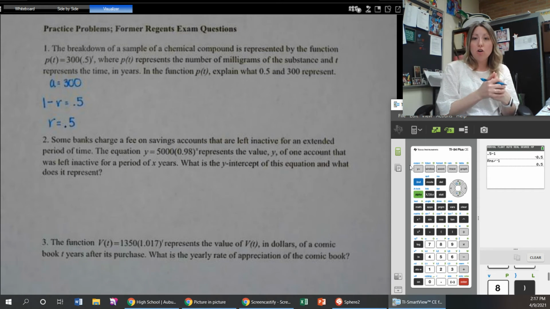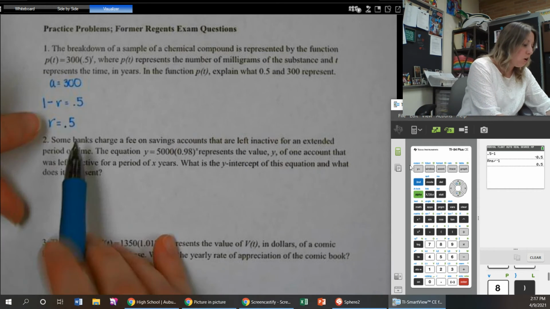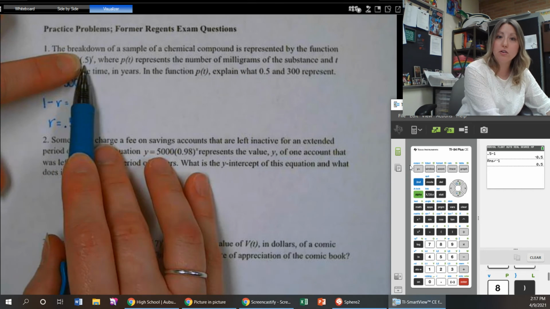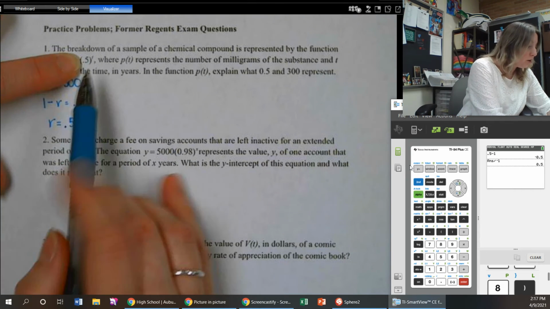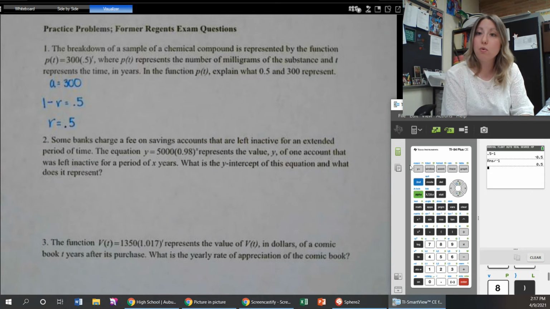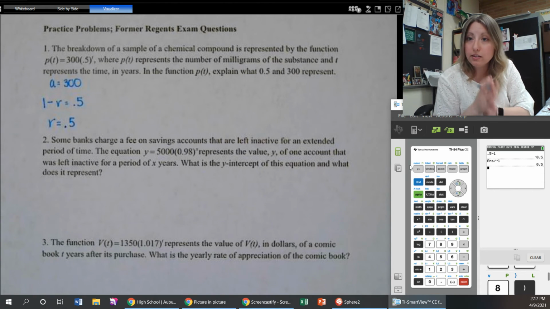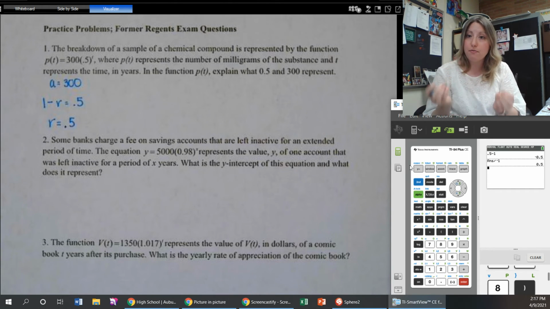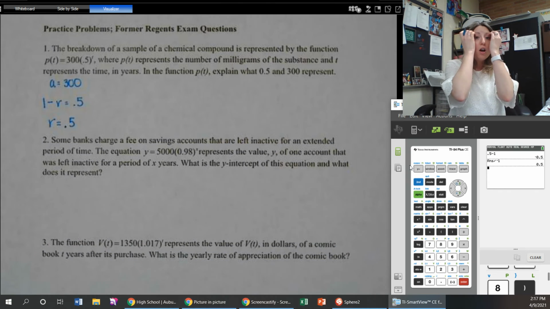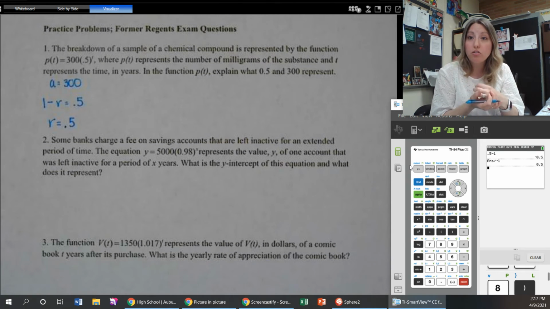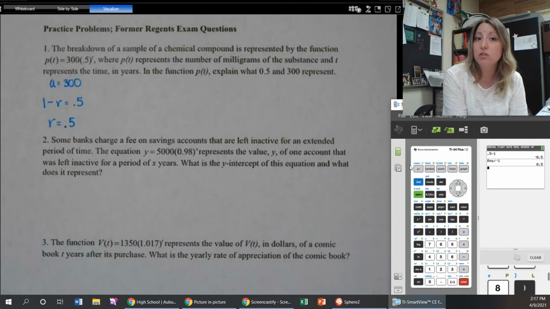Now, how do I know it's decay? Well, because in the final function, this base is between 0 and 1, and a base that's less than 1 is a decay function. Okay? So since this is a Regents question, and notice it's not a multiple choice, you need to actually write out in sentences your explanation for this. Okay?